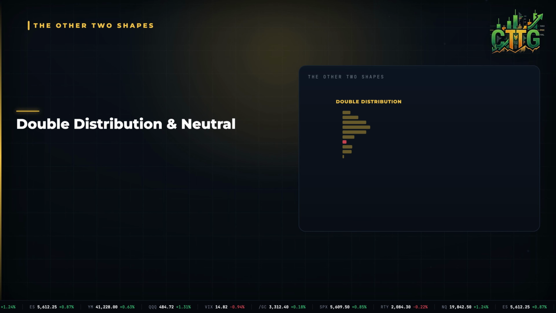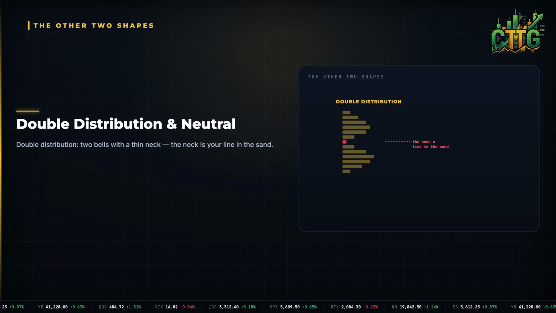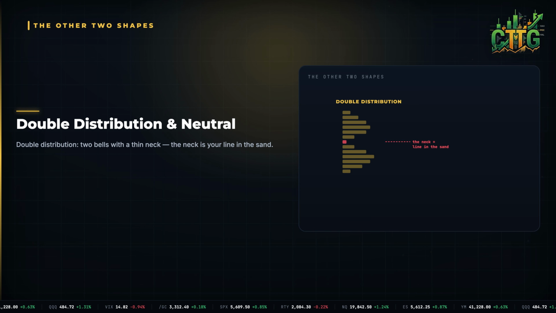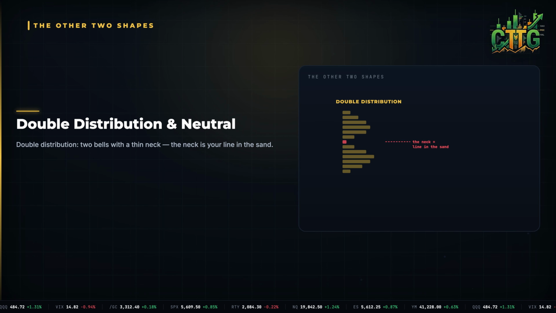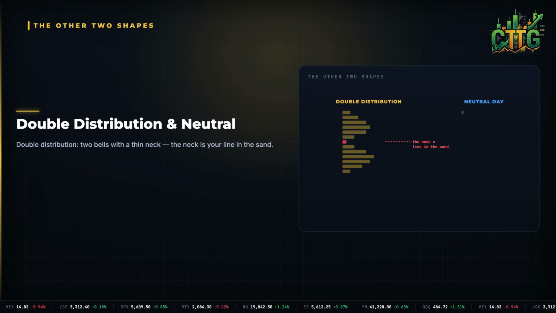Two more shapes matter. The double distribution. Two fat bells with a thin neck between them. The market accepted value at one price, repriced fast, and built a second home. That thin neck is your line in the sand. Price trading back through it means the whole move is in question.